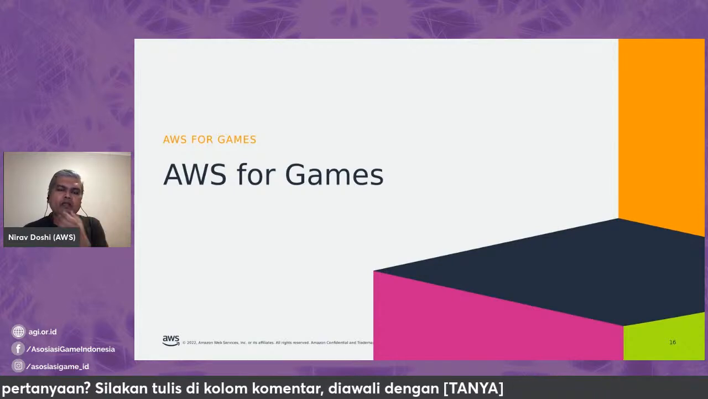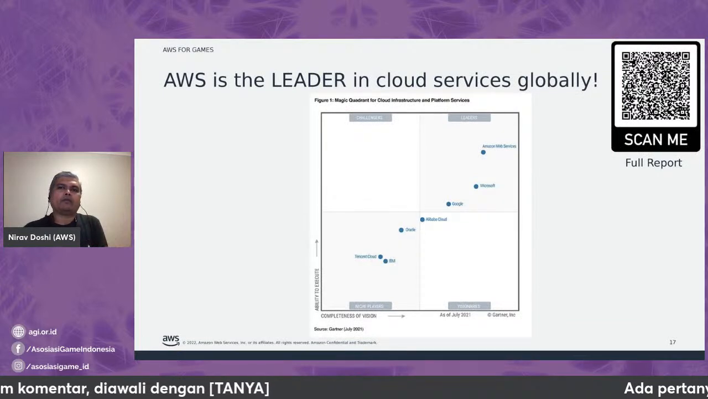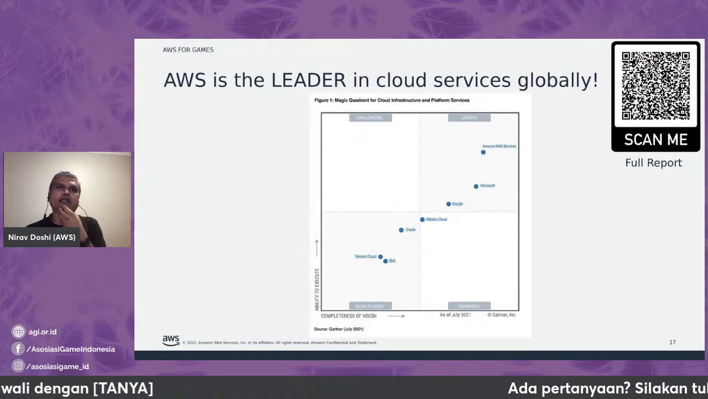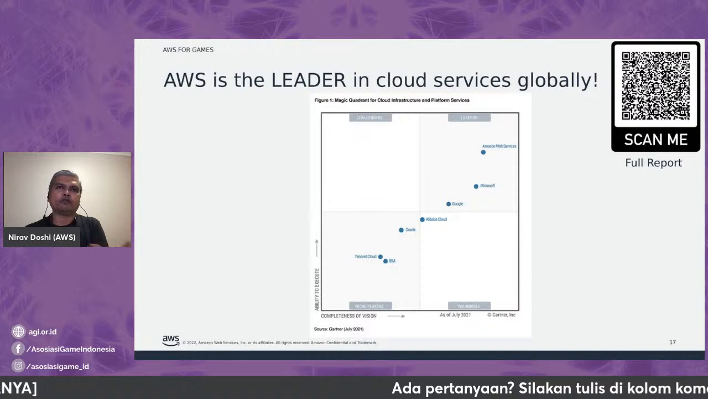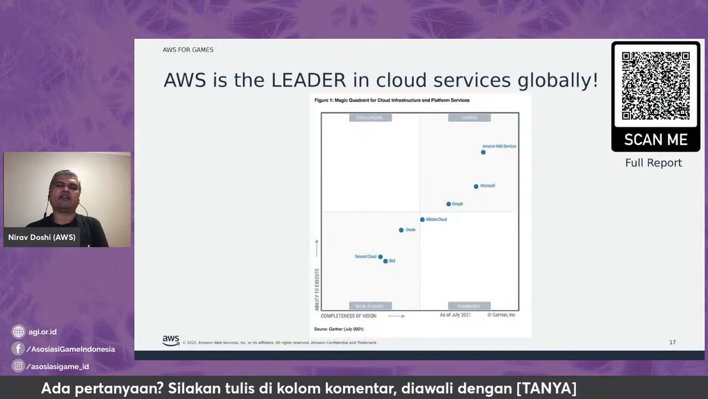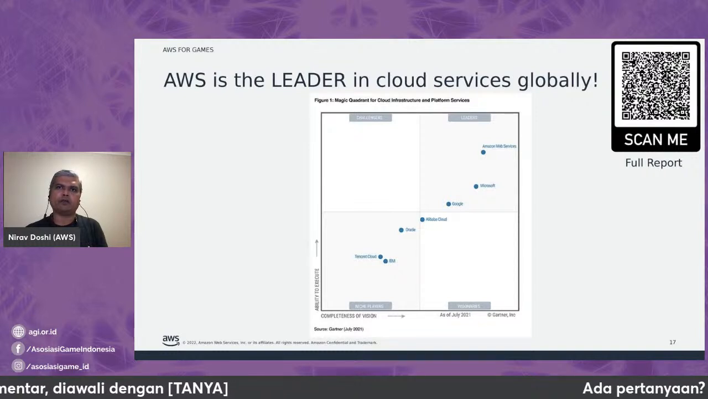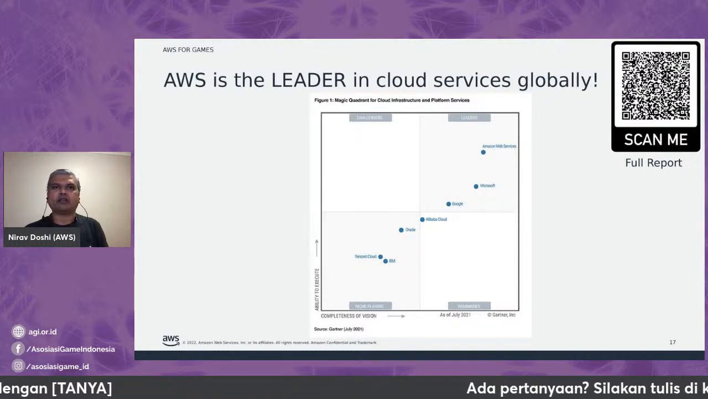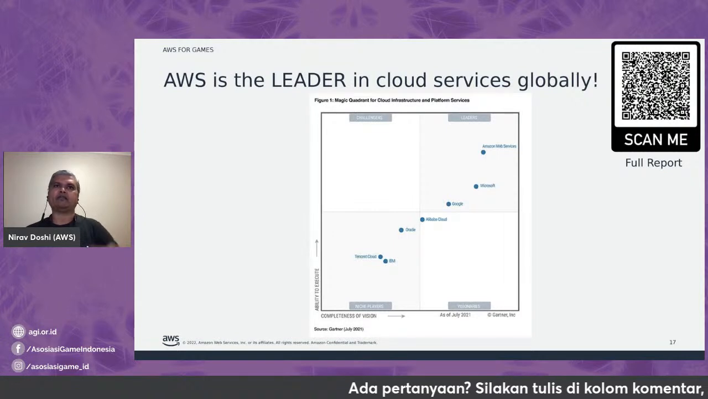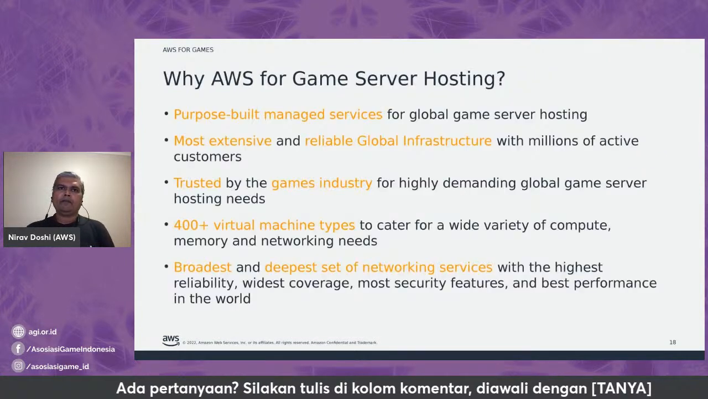Now we move back into AWS for games. Obviously all of you would be aware that AWS is a pioneer in cloud services for about 6.5, 7 years. After we started, there was no other provider. We were the only cloud provider in the world. That's something that we innovated, and we've always been the leader in cloud services globally.